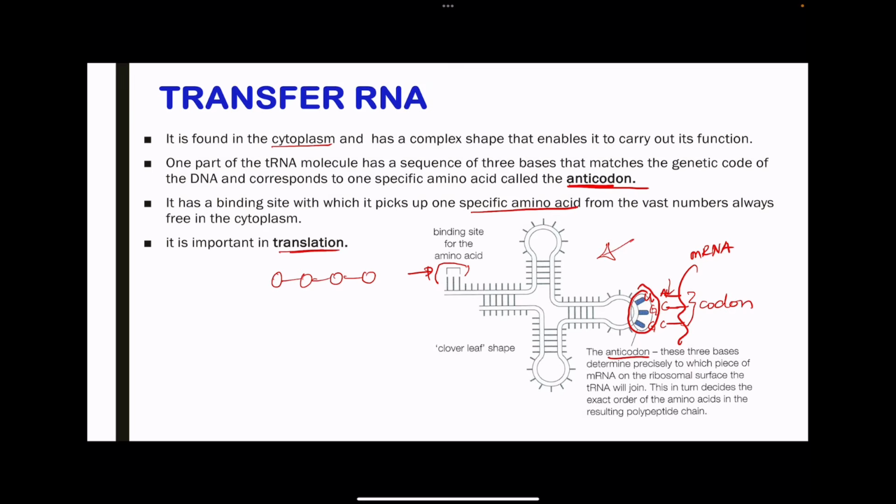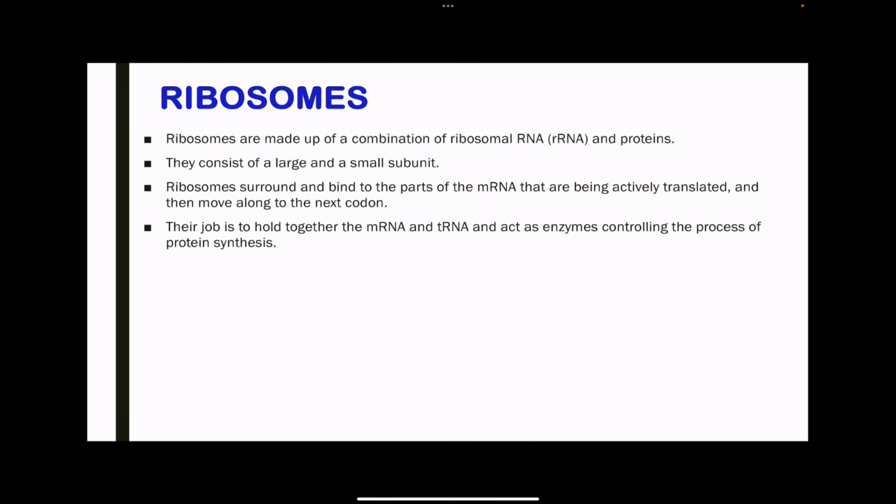Moving on to ribosomes. Ribosomes are made up of a combination of ribosomal RNA as well as proteins. I talked about this a little bit before. They consist of a large unit as well as a small unit.